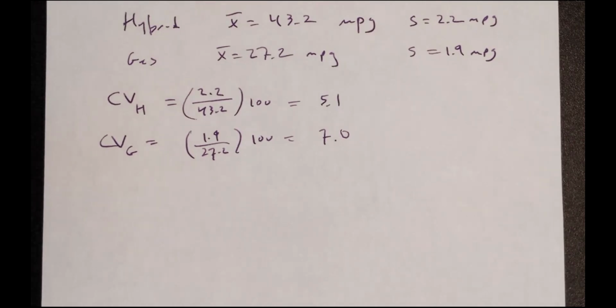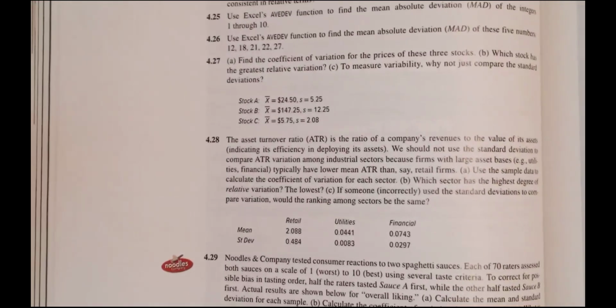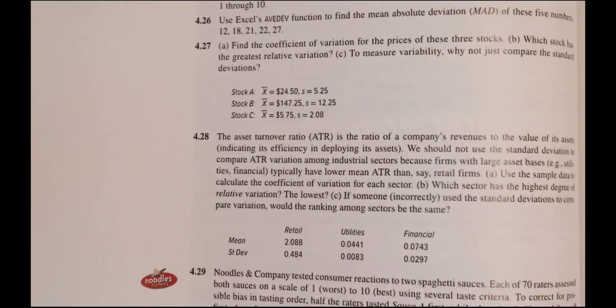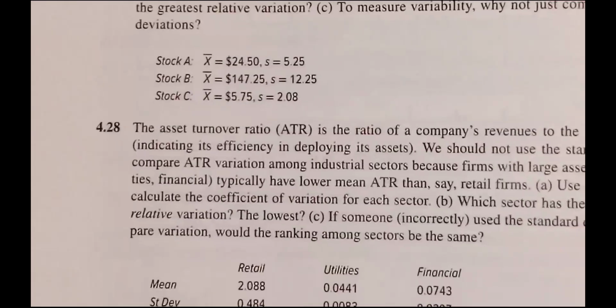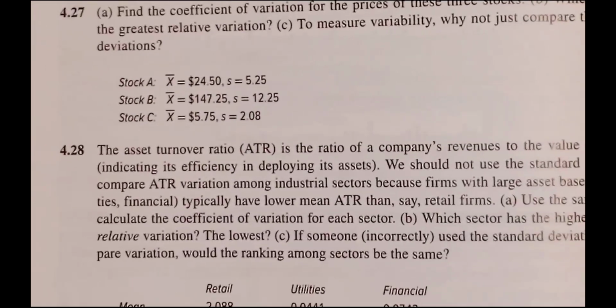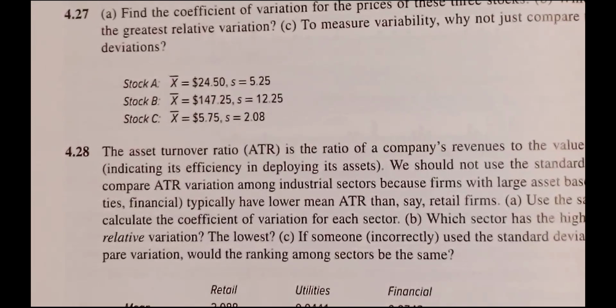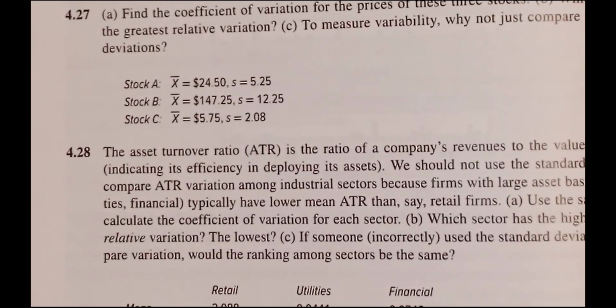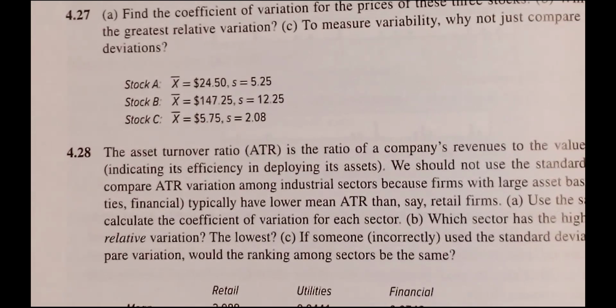Now you might be going, what the hell? All right, hang on a second. Let's change settings. Stop looking at gas. On page 116, problem number 27, we have 3 stocks. We have the average price for the last, I don't know what time period, for A, B, and C. And we have the closing price variability, the standard deviation in those prices.